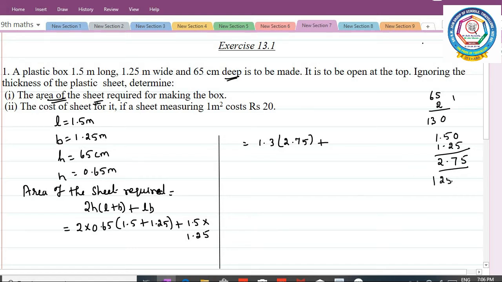That is 125, 15 you consider. Multiply. 5 5s are 25, remaining 2. 5 2s are 10. 10 plus 2, 12, remaining 1. 1 5s are 5. 5 plus 1, 6. Next 1 2, 1 5s are 5, 1 2s are 2, 1 1s are 1. 5, 7, 8, 1. After decimal, here you check 1, 2, 3. 3 places you have to put decimal after decimal. So 1.875. Next is 1.3 into 2.75 you multiply.